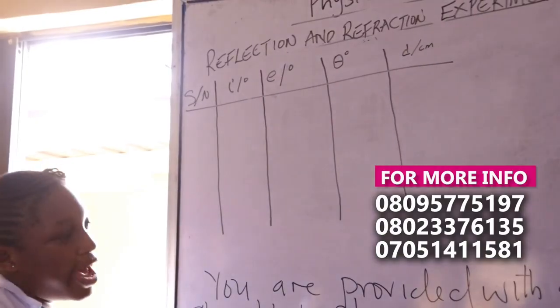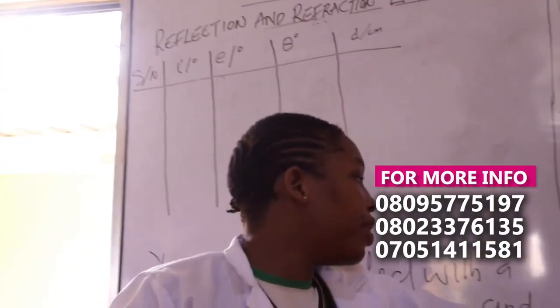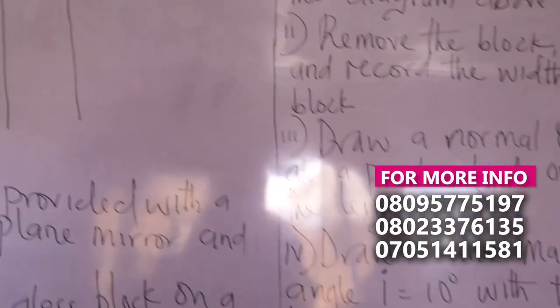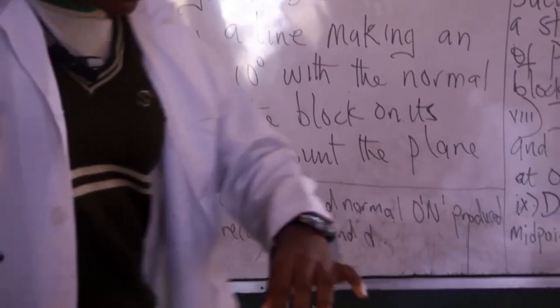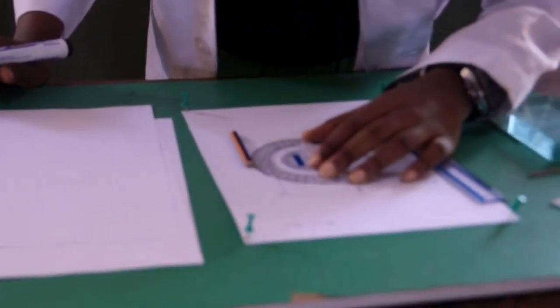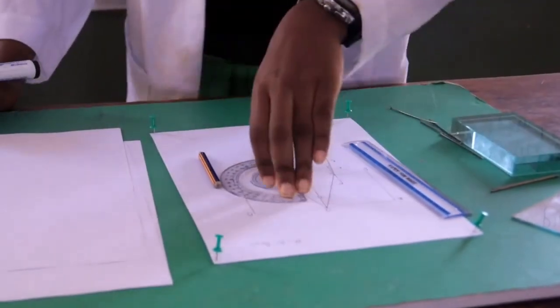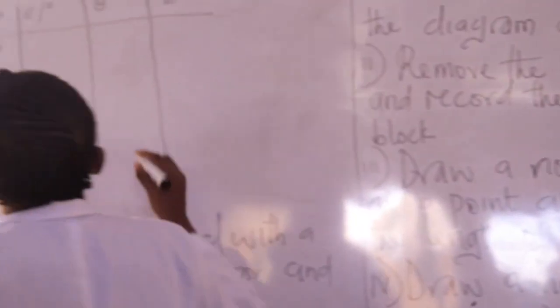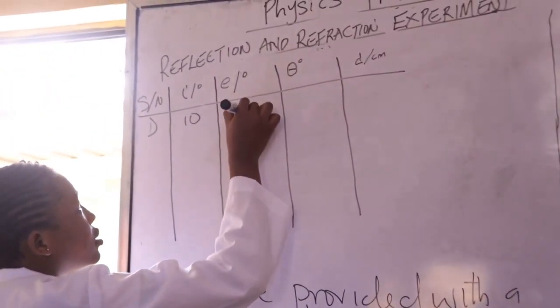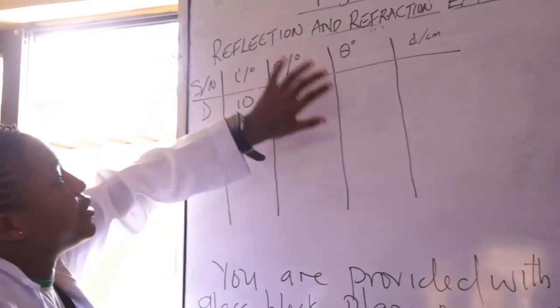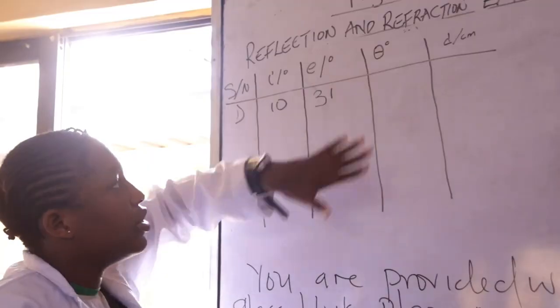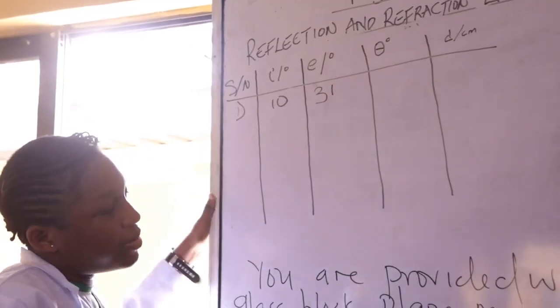So for my angle I performed, my angle I was 10. Then I'm measuring my angle E, and my angle E is 31. Please do not forget to write your units for the experiment.